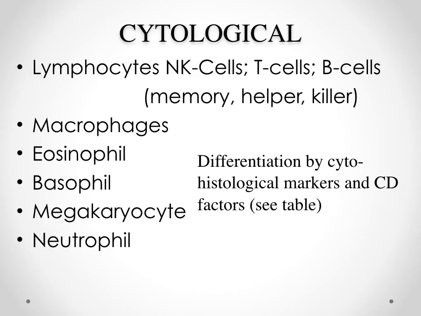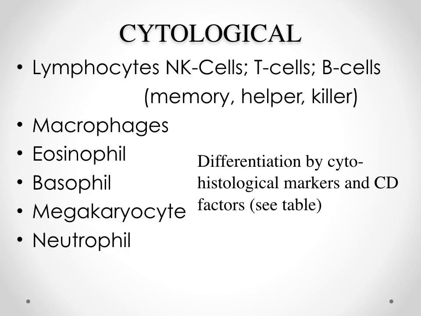Okay, just as a review of the histology, remember that in terms of lymphocytes, we have NK cells, T cells, and B cells. In terms of T cells, we have 3 levels: memory, helper, and killer. In terms of B cells, we have 3 levels. We have memory, plasma, and clonal. Each one is going to dictate what that T cell and what that B cell is doing.